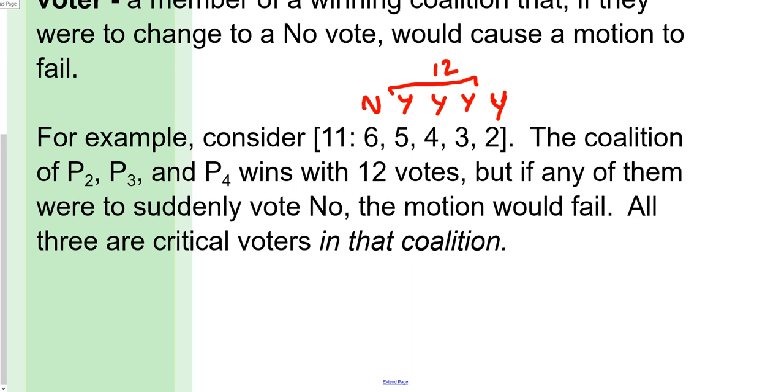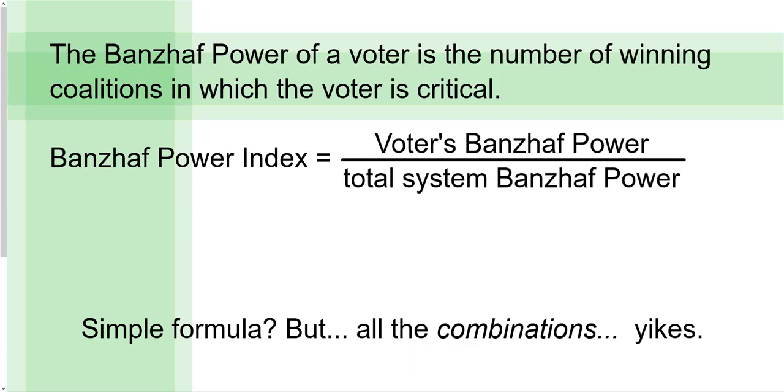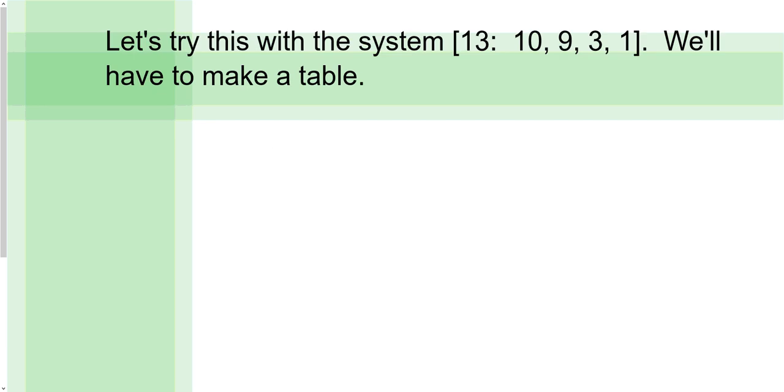Okay, so what we're going to do is look at how many times a particular voter ends up being necessary. And that's going to give us voter power. This is going to be more about organization than about any sort of hard math. Essentially, we're going to turn everything into percentages. So let's just go ahead and take a look.